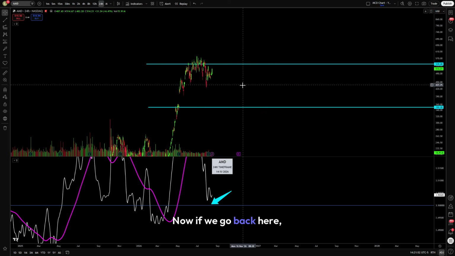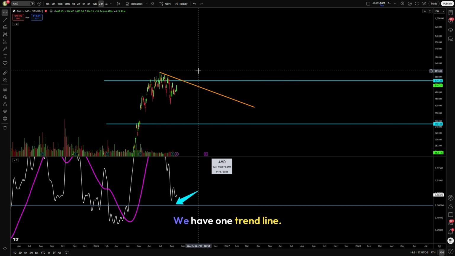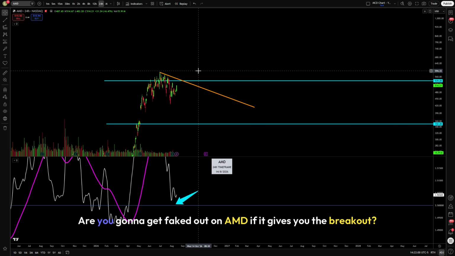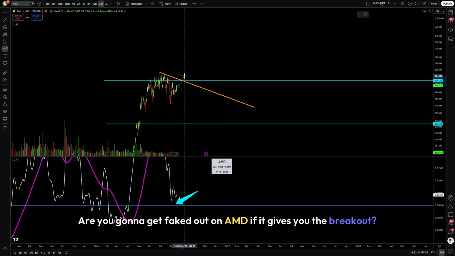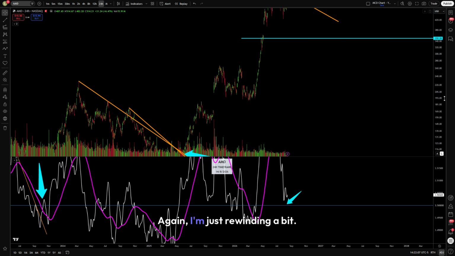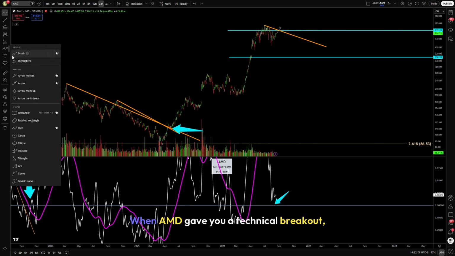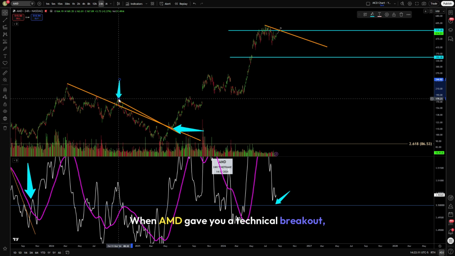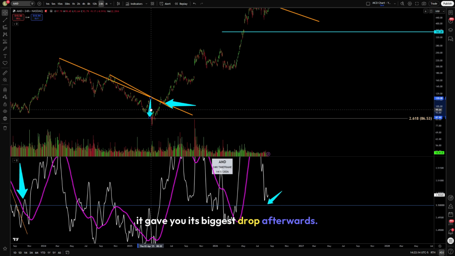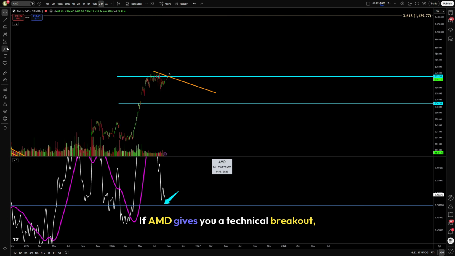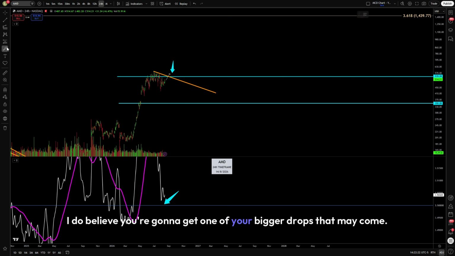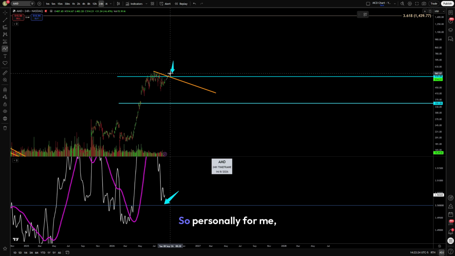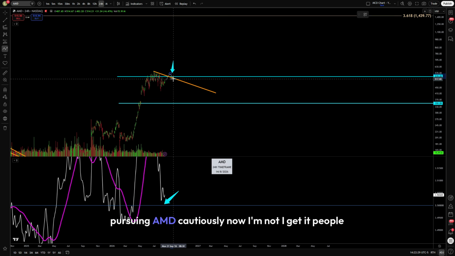Now, if we go back here, the same rules apply. We have one trend line. Are you going to get faked out on AMD if it gives you the breakout? Again, I'm just rewinding a bit. When AMD gave you a technical breakout, it gave you its biggest drop afterwards. If AMD gives you a technical breakout, I do believe you're going to get one of your bigger drops that may come. So personally, I would be pursuing AMD cautiously.